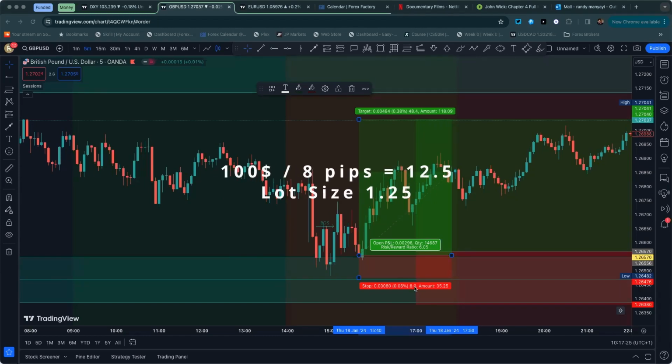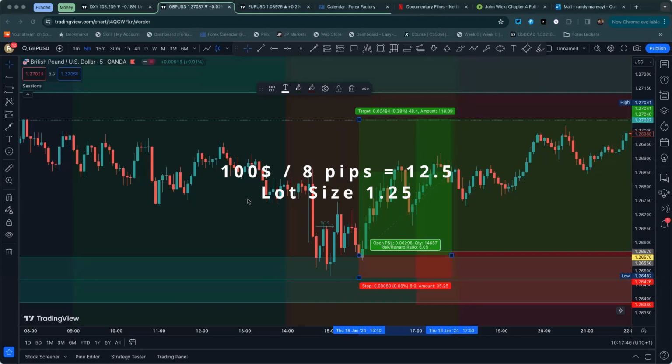8 is actually your stop loss, which is 8 pips. You divide by 8, and it's going to give you 12.5. Now you move the decimal point to the left, and that gives you a lot size, which is going to be 1.25. That is the lot size that you're going to use.